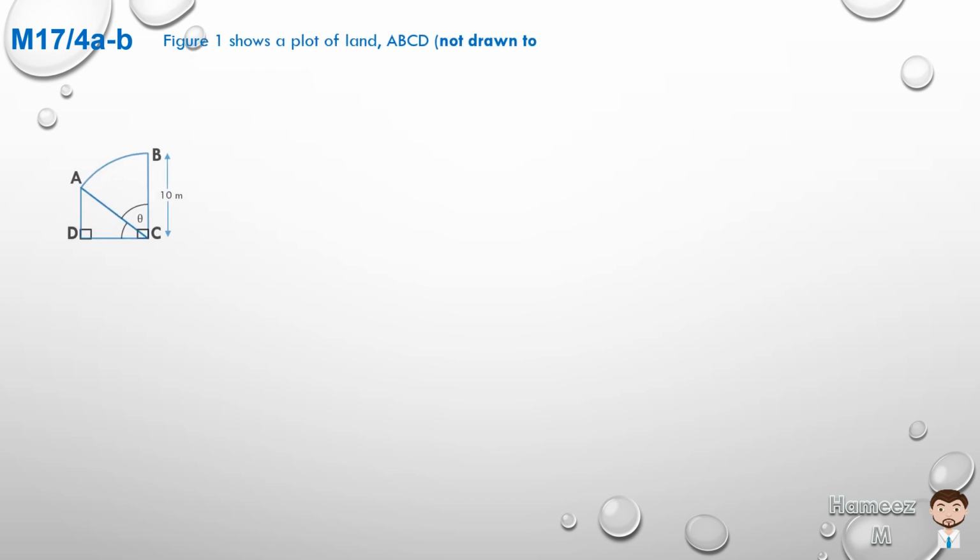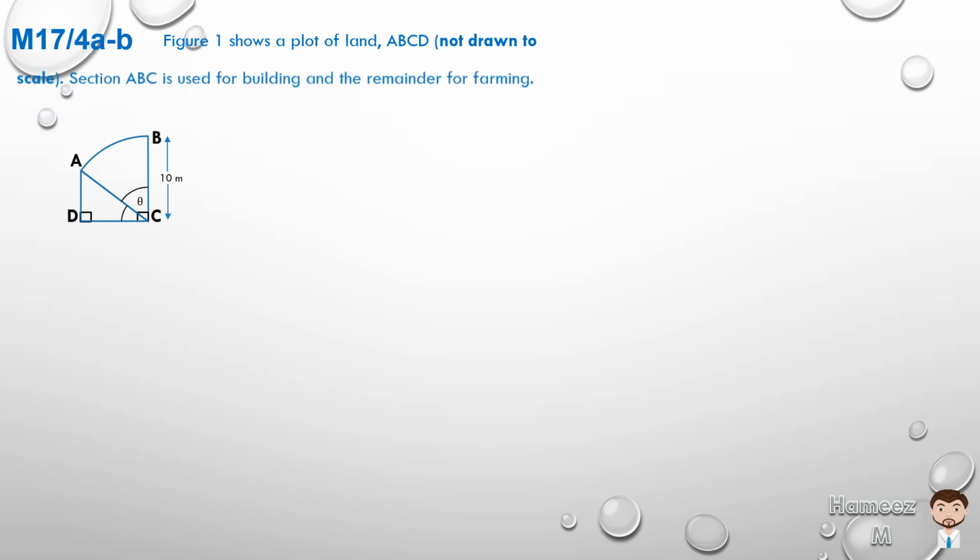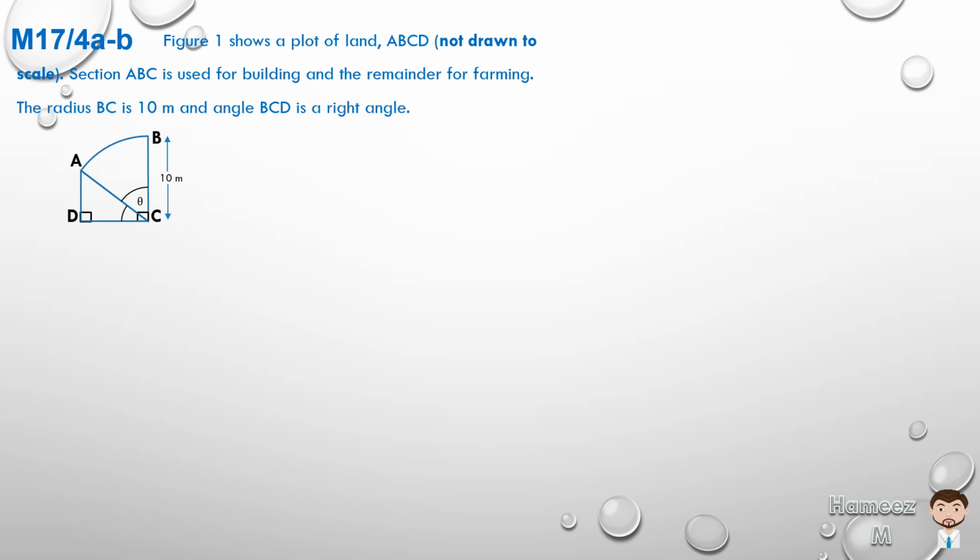May 2017, number 4a. Figure 1 shows a plot of land ABCD, not drawn to scale. Section ABC is used for building and the remainder for farming. The radius BC is 10 meters and angle BCD is a right angle. So we can see in the diagram that BC is the same length as AC, which is 10 meters, which is the hypotenuse of that right angle triangle.